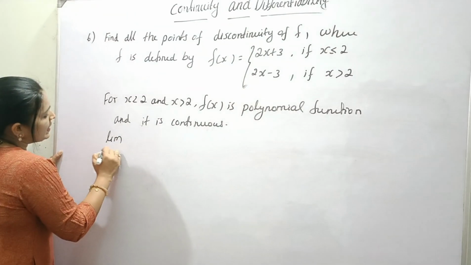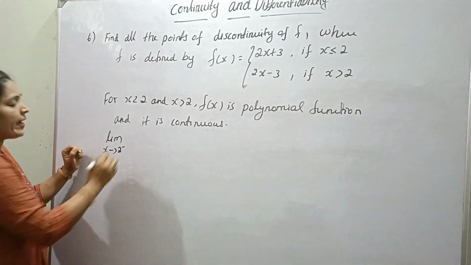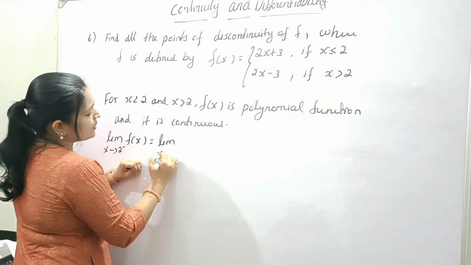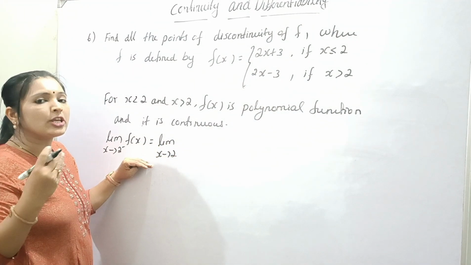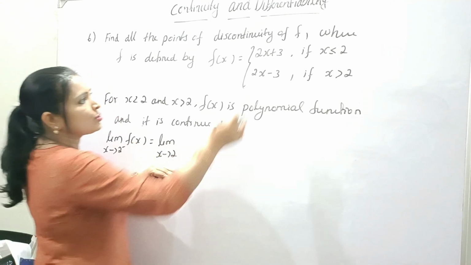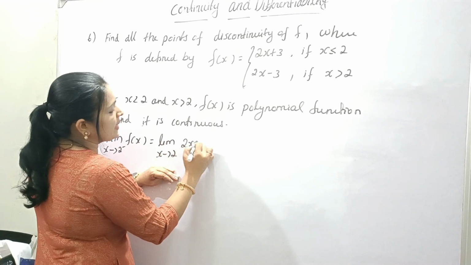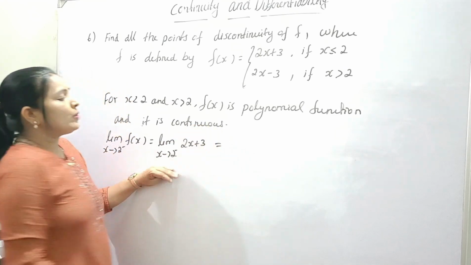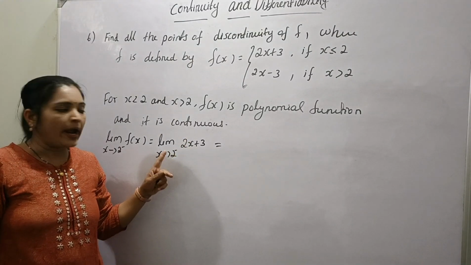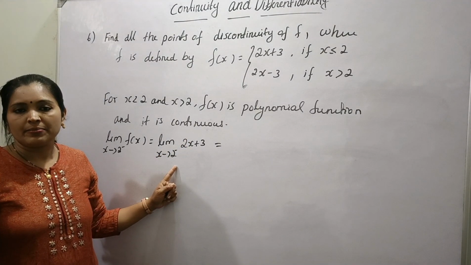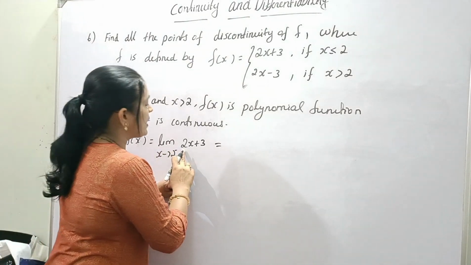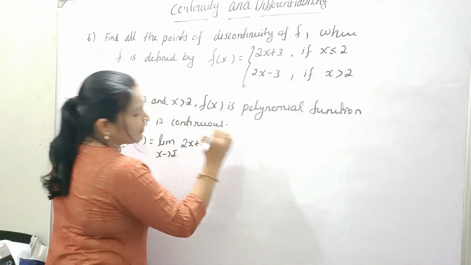So limit x tends to 2 minus f of x, that is, the value of x is very close to 2 and less than 2. Here f of x, for x less than 2, is 2x plus 3. Substitute x is equal to 2. Don't substitute x is equal to minus 2, it is not minus 2. 2 minus means it is less than 2, very close to 2 and less than 2. So 2x plus 3, 2 into 2 is 4, 4 plus 3 is 7.